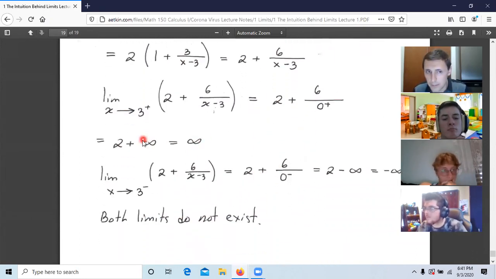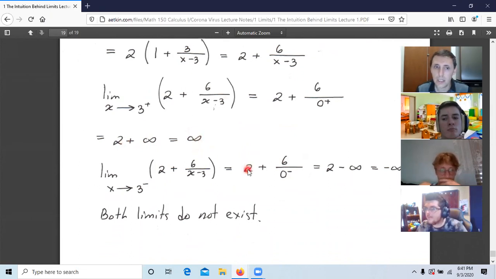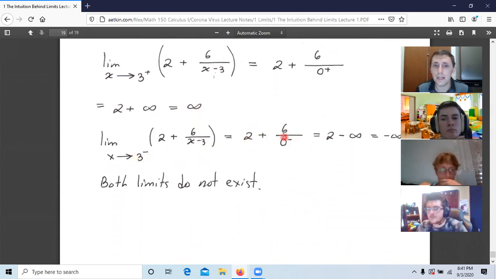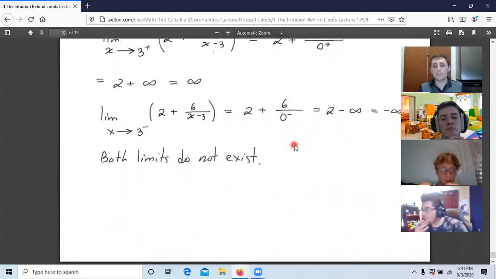Again, not infinity. This means just growth without bound. 2 plus something that becomes larger and larger and larger will just become larger and larger and larger. And if I put 3 minus, I get a 0 minus, and it will be minus infinity here. So that's what we get. Okay, let's move to the next lecture note.